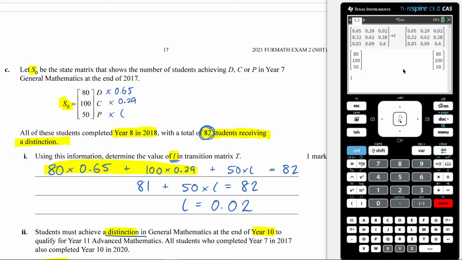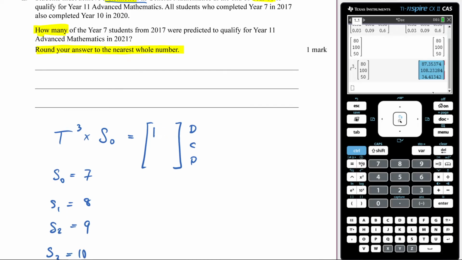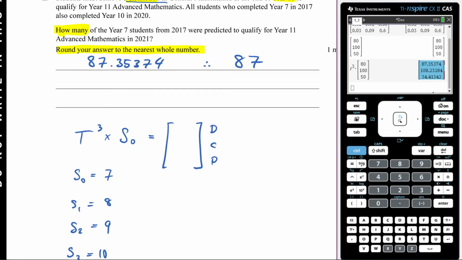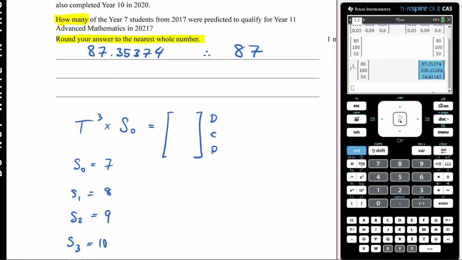And then what we could do is take T, raise it to 3, times it by that state matrix there. And this first one here, that 87 point something something, is going to be our answer. We need to round it. So if we just come here, we're going to end up with 87.35374. Therefore, my answer will be 87, because you need to round it to the whole number. So 87 will be your answer. The correct answer is 87. So that's it. That's how you do it. That's the thinking that goes behind it.